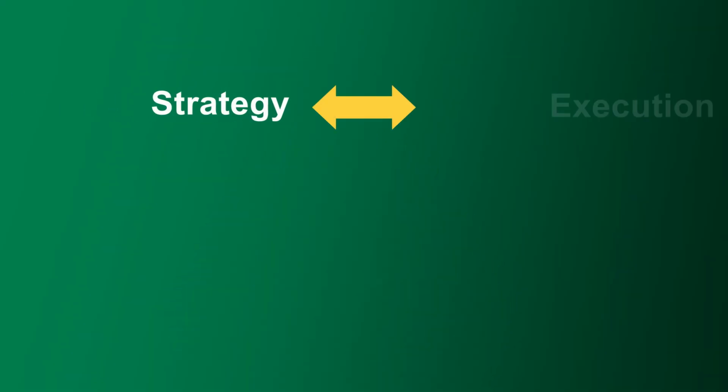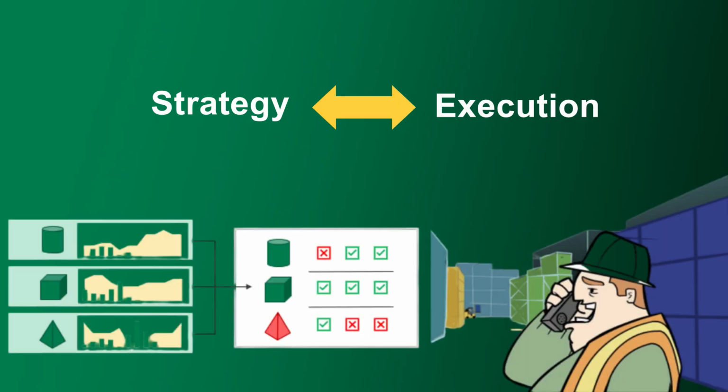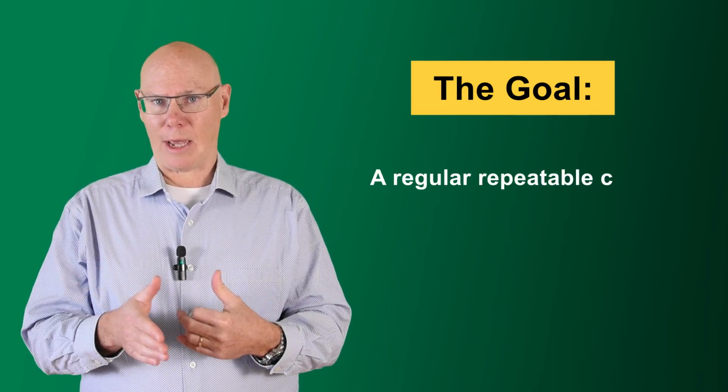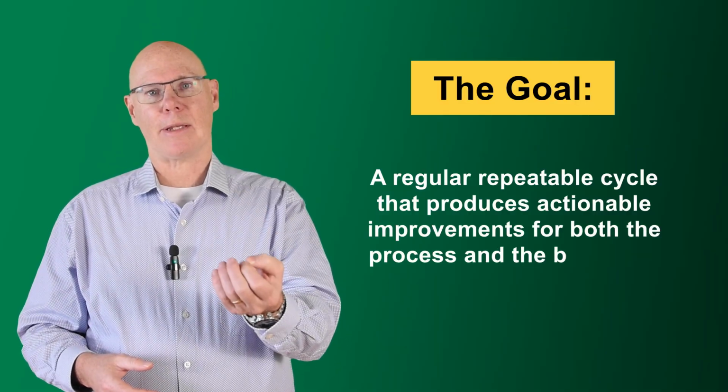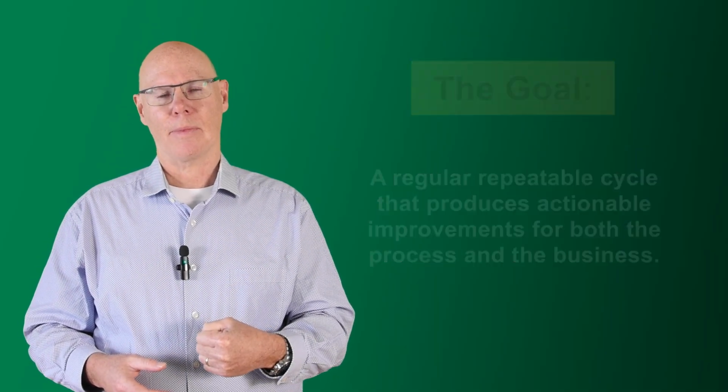S&OP isn't just a reporting exercise. It's the president's handle on the business. It links strategy to execution and sets the flow rate for the business by product family. Done right, it's a management process, not a data dump. The goal, a regular, repeatable cycle that produces actionable improvements for both the process and the business.